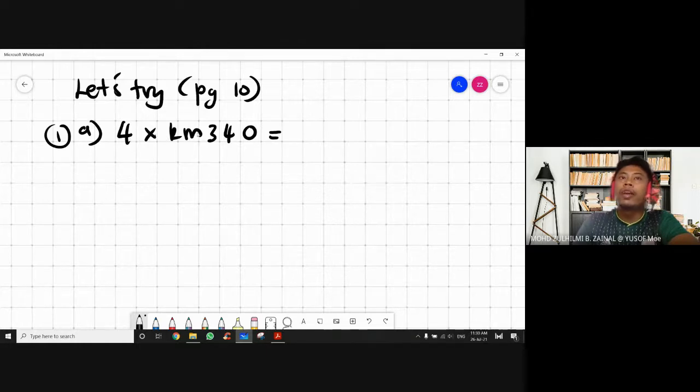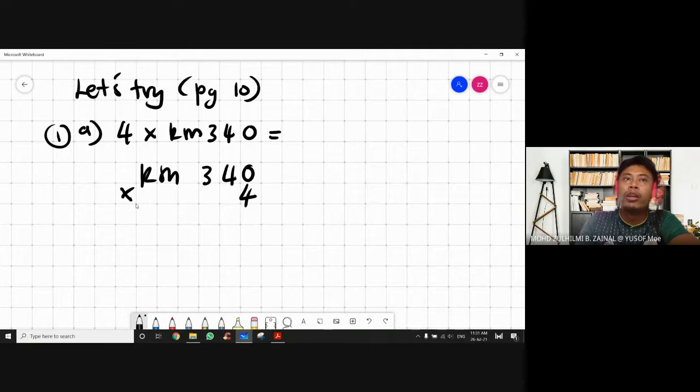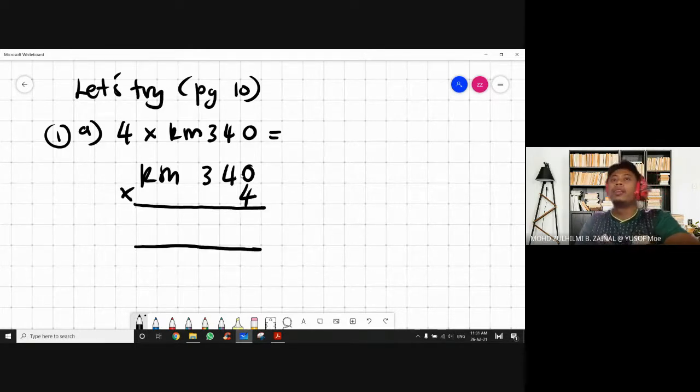4 times RM 340. Okay. This one I give you one example. Write down the bigger number on top. RM 340 times 4. Jangan tulis the smaller number on top. Make sure to write like this. Okay, your answer should be like this. Your calculation should be like this.